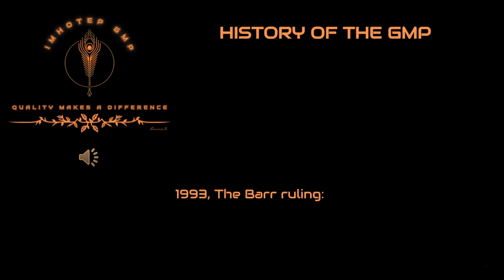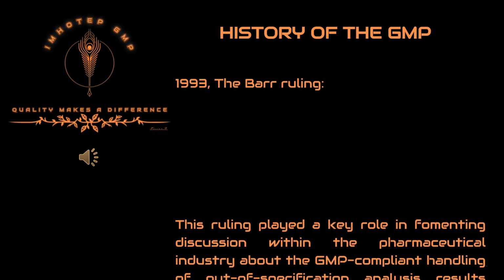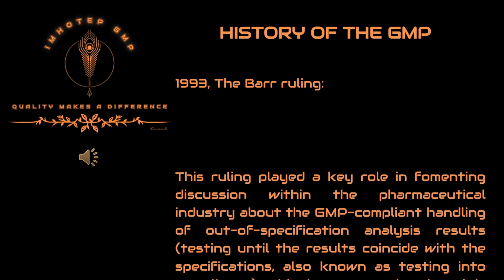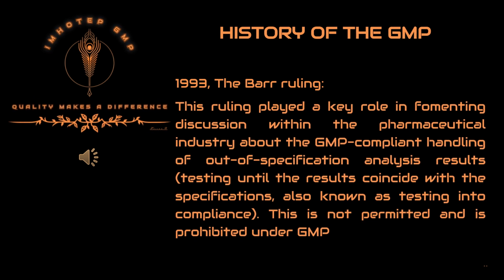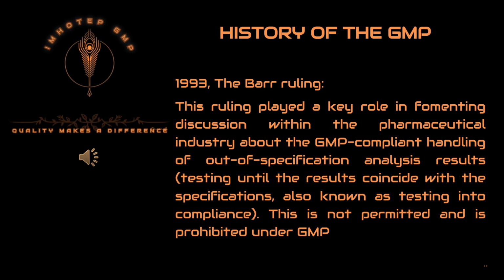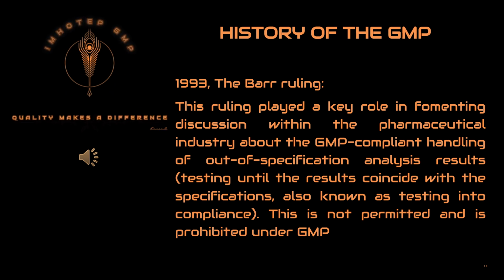1993. The Barr Ruling. This ruling played a key role in fomenting discussion within the pharmaceutical industry about the GMP-compliant handling of out-of-specification analysis results, testing until the results coincide with the specifications, also known as testing into compliance. This is not permitted and is prohibited under GMP.